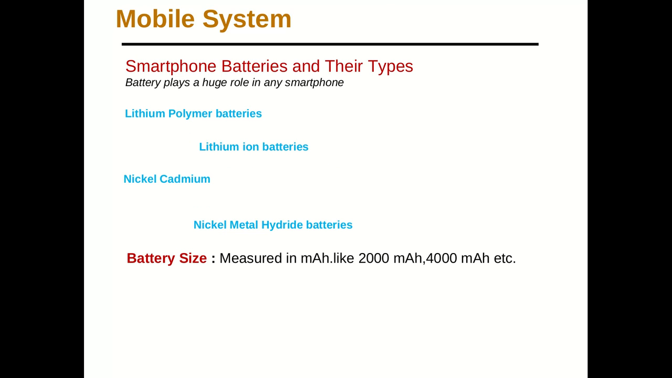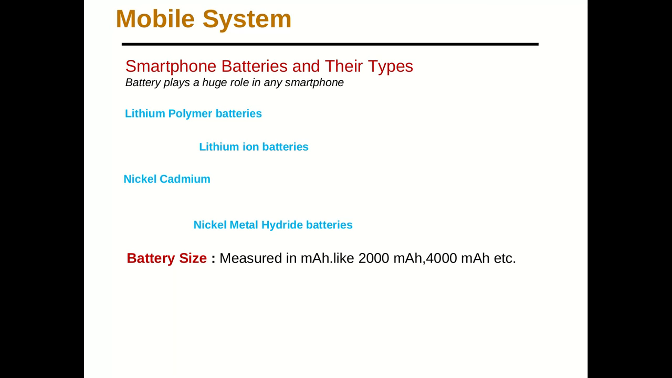Now come to the next point, smartphone batteries and their types. There are different types of batteries available in the market. The first is lithium polymer batteries. Lithium polymer batteries are the most advanced batteries available in the market. They are made of plastic instead of metals, which makes them usable in a smartphone of any type.